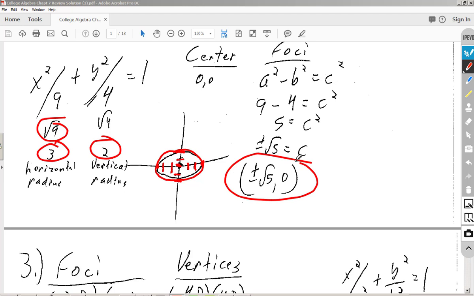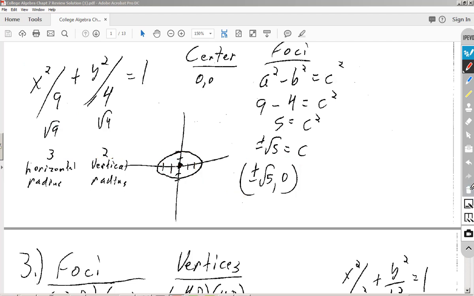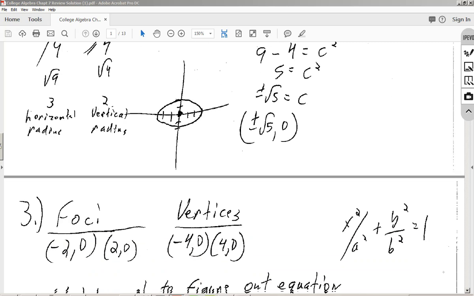Plus minus 5, square root of 0. Or sorry, square root of 5 and 0, because the x is your major axis or your longer axis. So that'd be graphing and finding the foci of number 2.